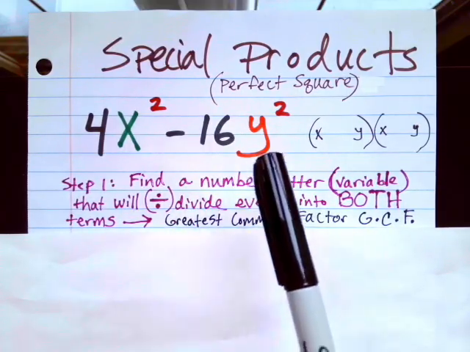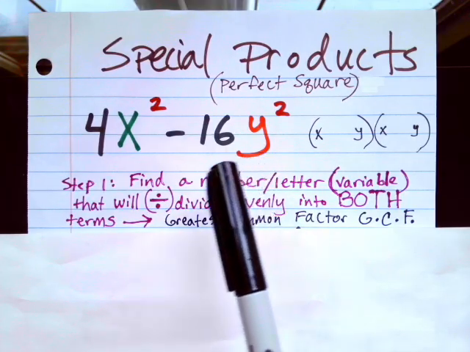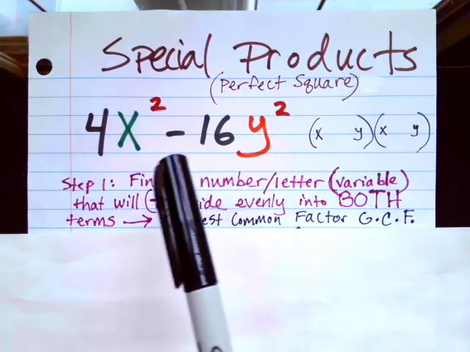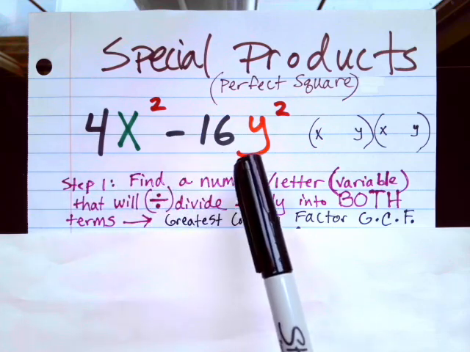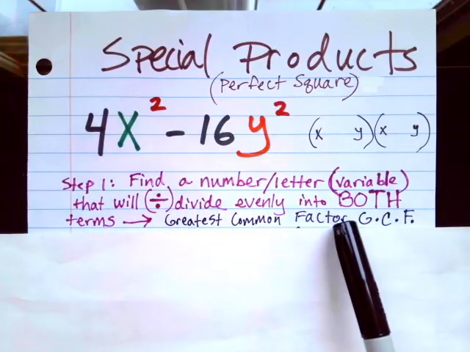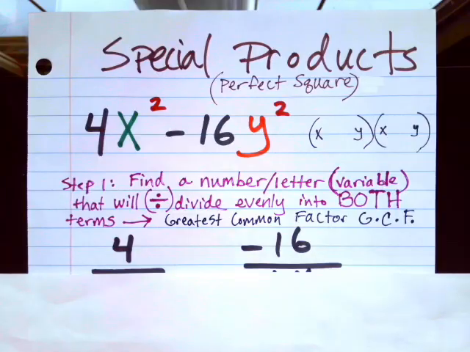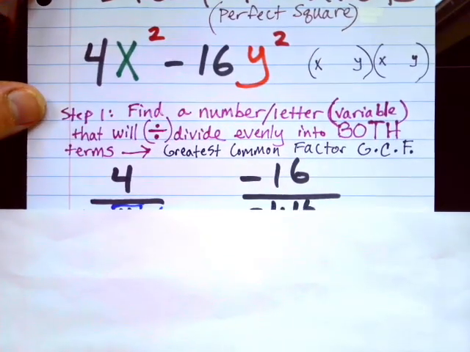Now, I only have a y over here with the term on the right, and I only have x's on the term on the left. So there's no greatest common factor with these letters or variables. Now, with negative 16 and a positive 4, there is a greatest common factor. I want to find what that greatest common factor is between these two numbers and terms. So I'm going to show you that next.